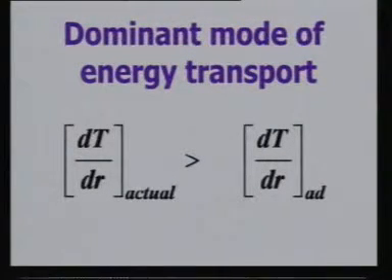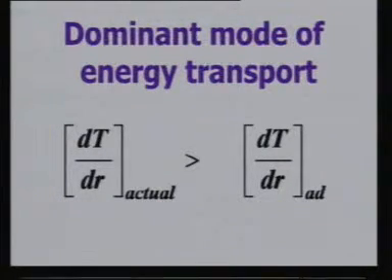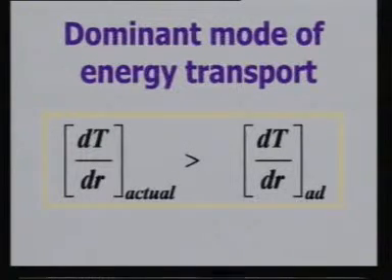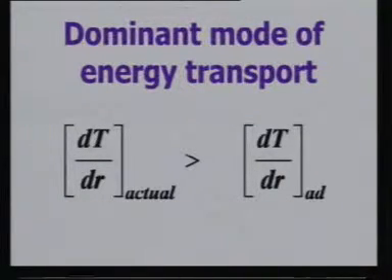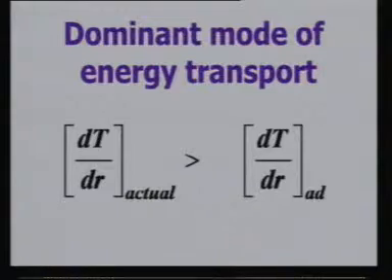Let us look at this slide first of all. It says that if the actual temperature gradient inside is greater than the adiabatic temperature gradient inside, then the convective transport of energy takes over. That is, in the region where this inequality is satisfied, the energy is transported by convection. We have been telling you all along that a temperature gradient is essential for transport of energy from the core to the surface. This temperature gradient inside the core is determined by the energy production process.